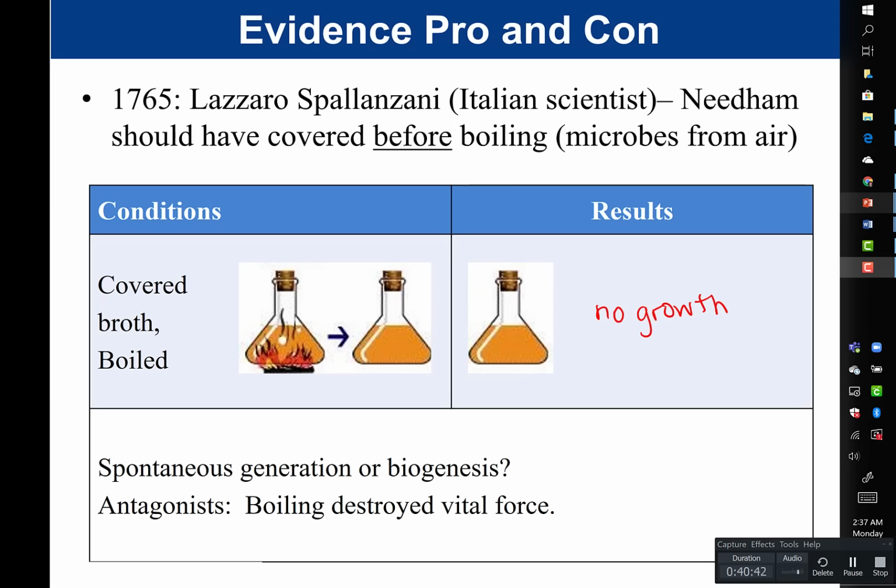So he saw no growth. That's because by covering it first and then boiling, the boiling is going to kill off any microbes. And now because it was covered before the boiling, nothing could fall in and nothing could grow. So is this experiment in support of spontaneous generation or biogenesis? Answer is it's in support of biogenesis. Life comes from life. So he argued that by doing the experiment this way, that is why you didn't see anything growing, because nothing could fall in, which shows that life only comes from life.